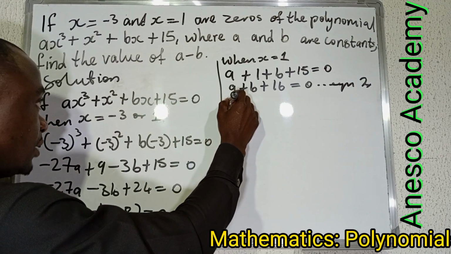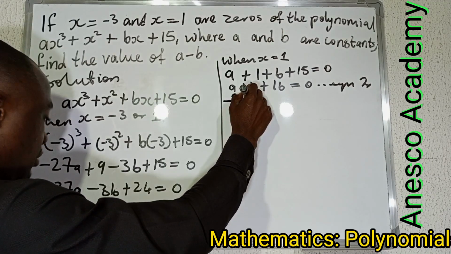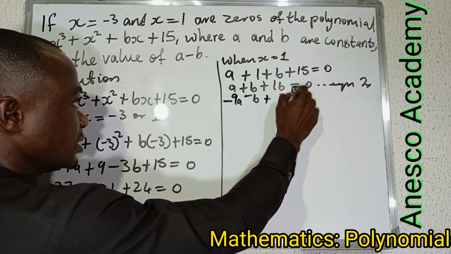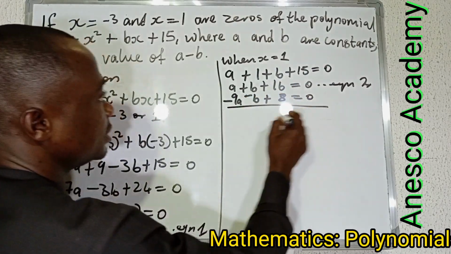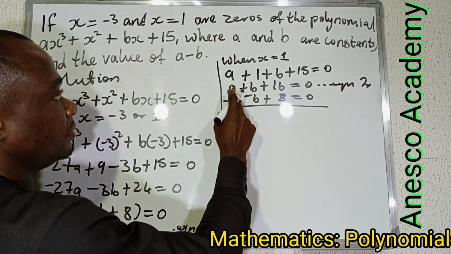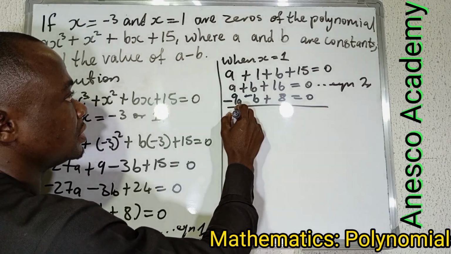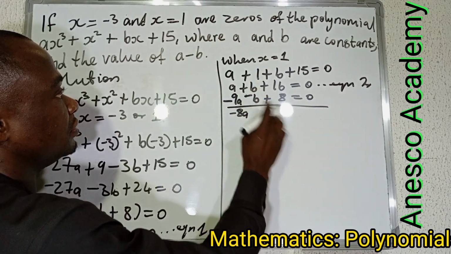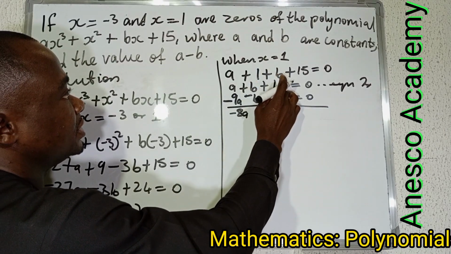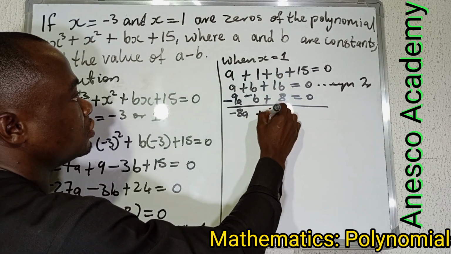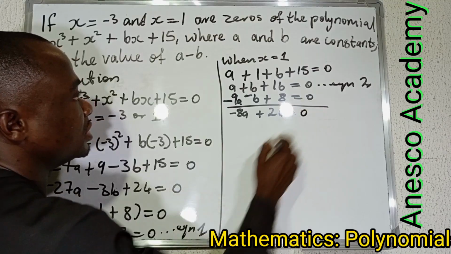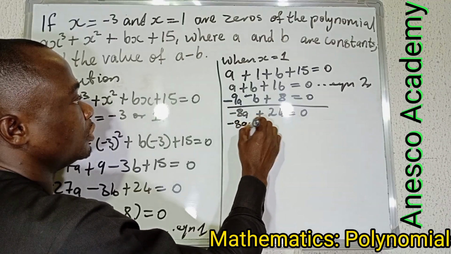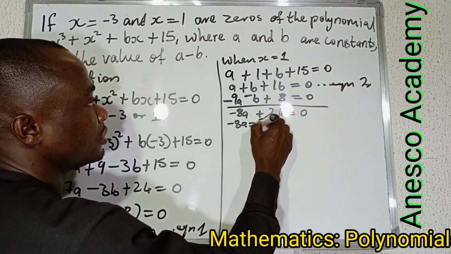So we have minus 9a minus b plus 8 equals to 0. If you add, what do you have? A minus 9a will give us what? Minus 8a. B minus b is gone. 16 plus 8 is what? 24 is equals to 0. Now, minus 8a will be equals to this 24 will come to the other side, become what?